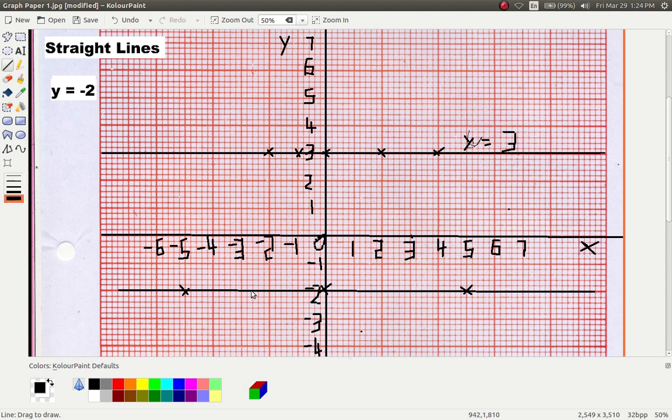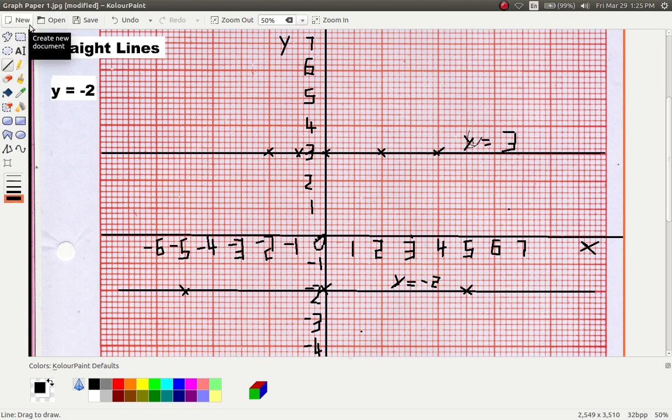So if I go from here to the right, I meet up on negative 2. If I go from here to the left, I meet up on negative 2. Every point on that line, if you move across, it will cut across negative 2. So here it's a horizontal line. Let me draw it. Y equals negative 2.